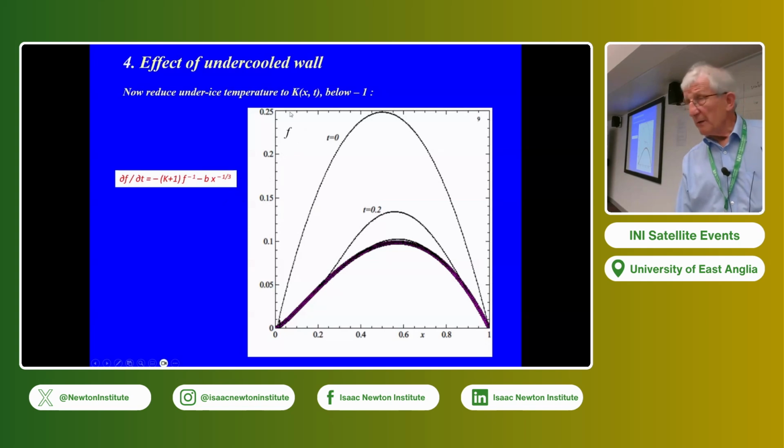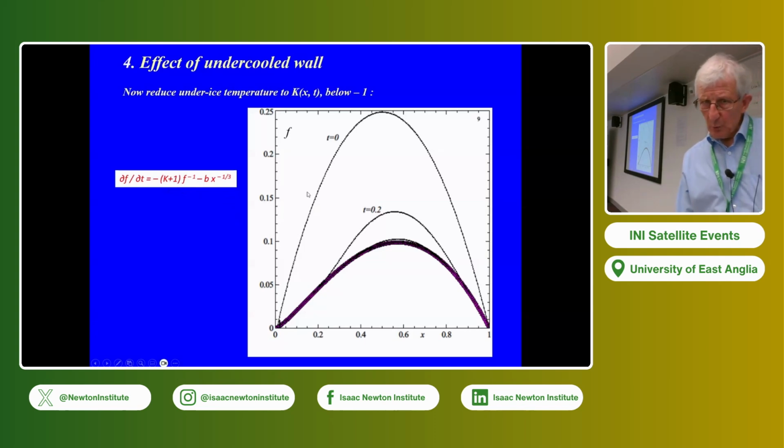First of all, the effect of an undercooled wall. So far we've had the temperature being -1. Supposing it's colder than that, let's call it K, which is below -1. Then the equation for the Stefan relationship gives us dF/dt is equal to some multiple of 1 over F minus Bx minus a third. Bx minus 1/3 is the viscous effect we've seen before. The new effect is in this undercooled wall.